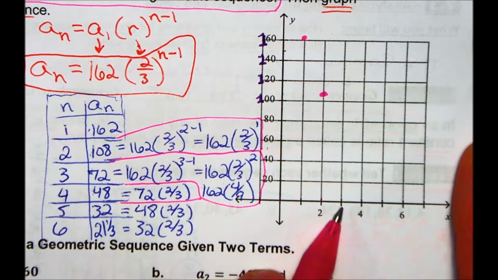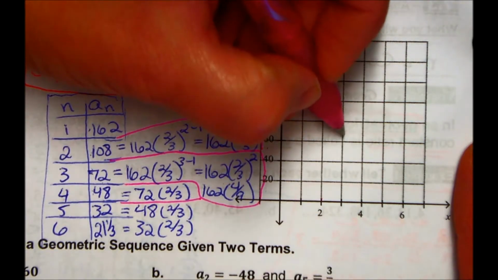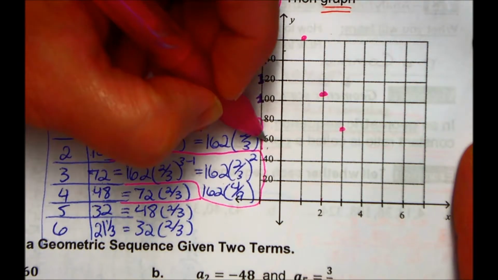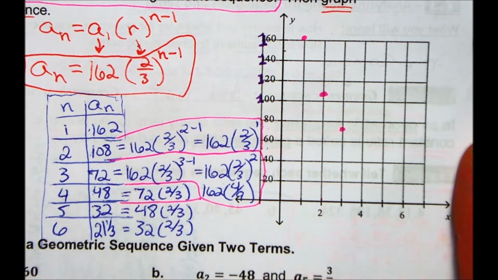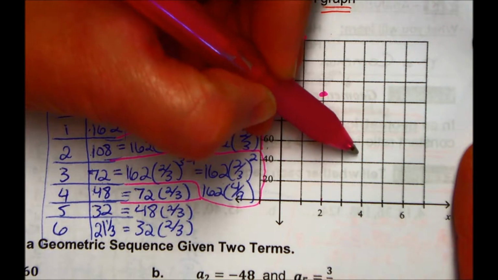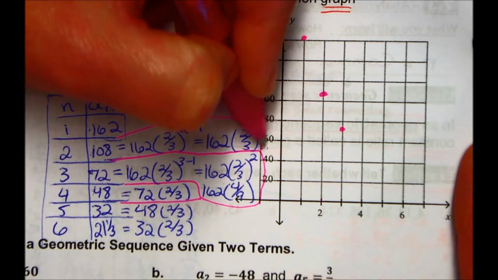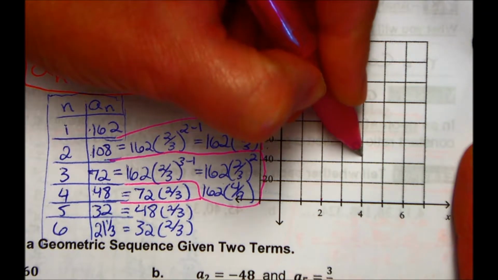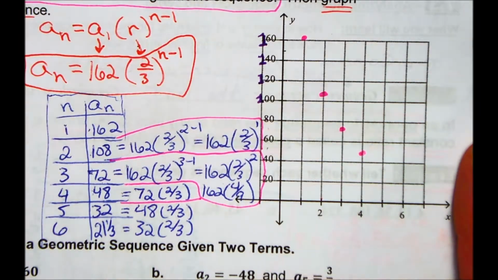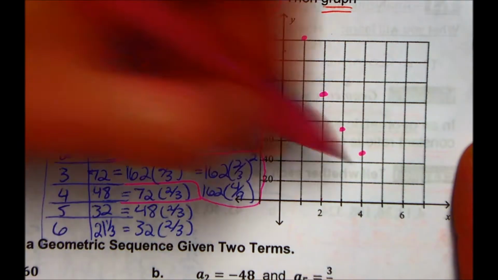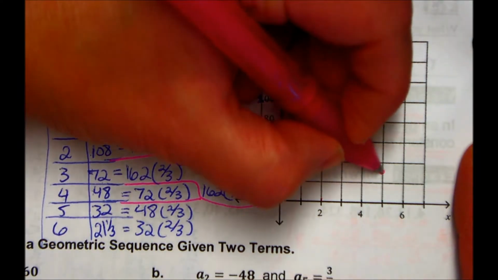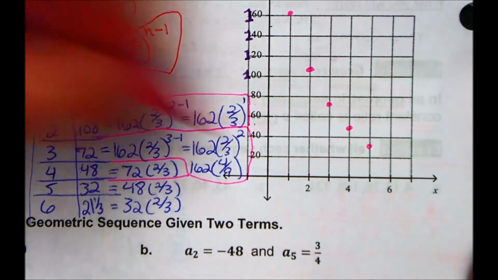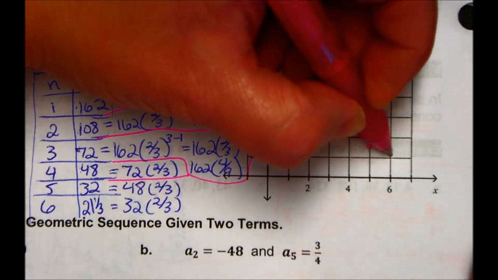And then 3 and 72, which, if this is 60 and this is 80, then 70 is about halfway, so 72 is maybe a touch above halfway. 4 and 48, again, if this is 60 and 40, then 50 is halfway between, but it's going to be a little bit less than 50. 5 and 32 is going to be about right there, and then 6 and 21 1/3 would be about right there.